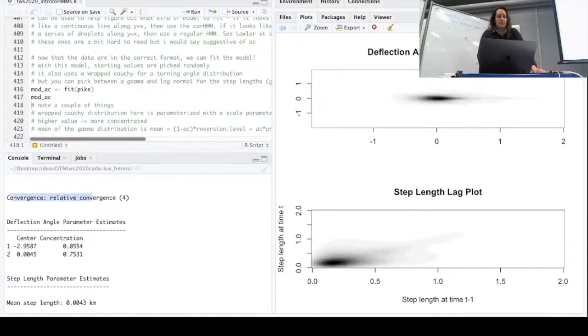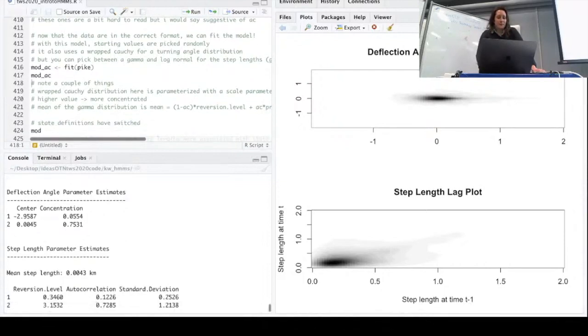This is important. It tells you the convergence of your model. The same way that we were looking at convergence codes with Henrik's stuff, we need to look at this too. So you want a code that says 3, 4, or 5. You don't want anything else. You definitely don't want 8. 8's bad. It's false convergence.